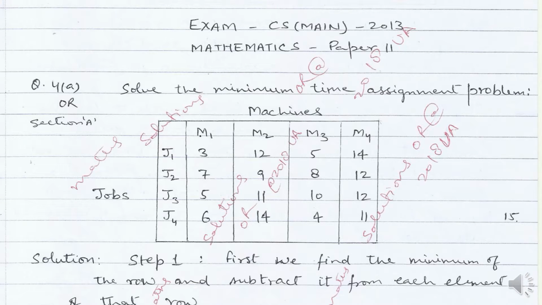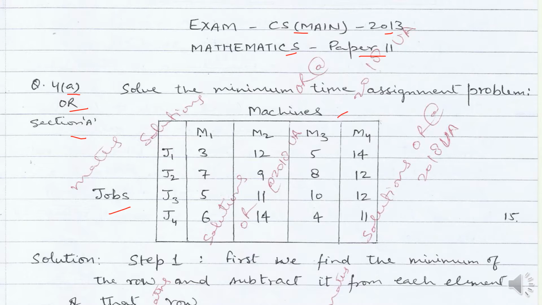Hello viewers, in this video I would like to discuss CS Main Exam 2013 Paper 2 Mathematics, question number 4A of Operations Research. This question is from section A and it says solve the minimum time assignment problem.